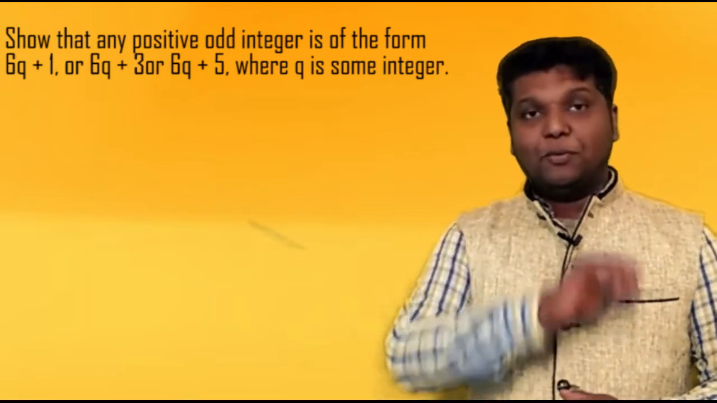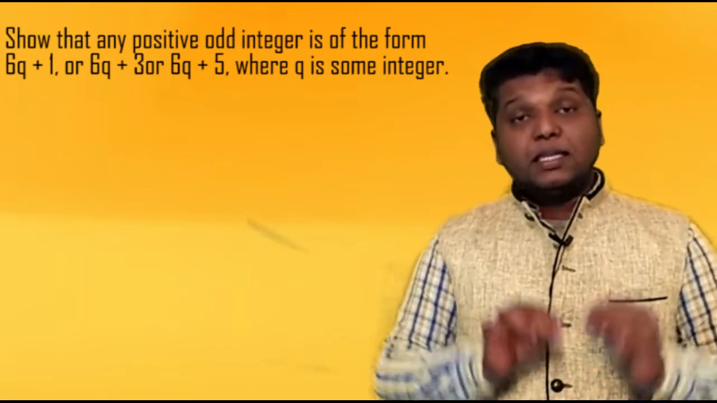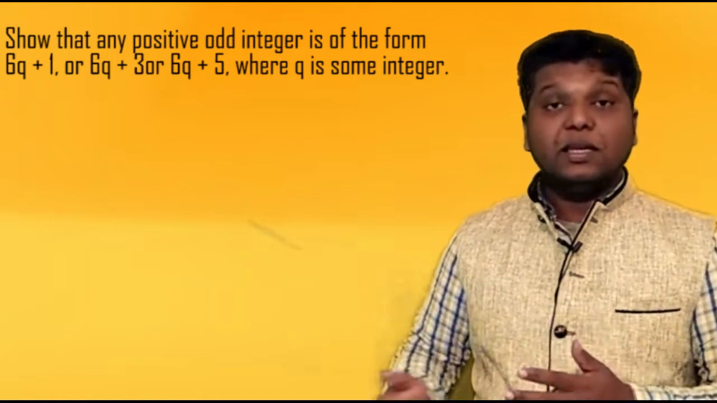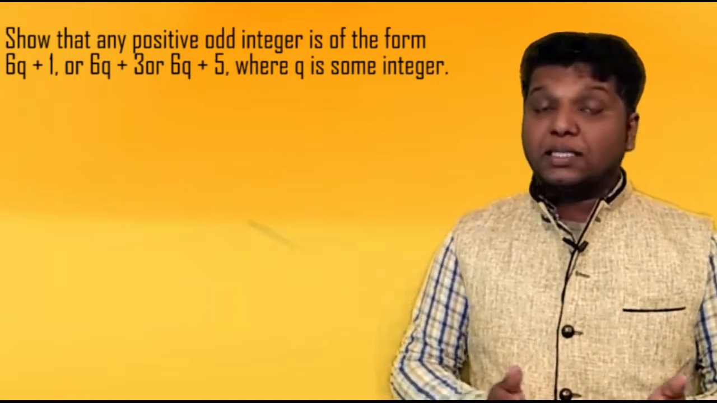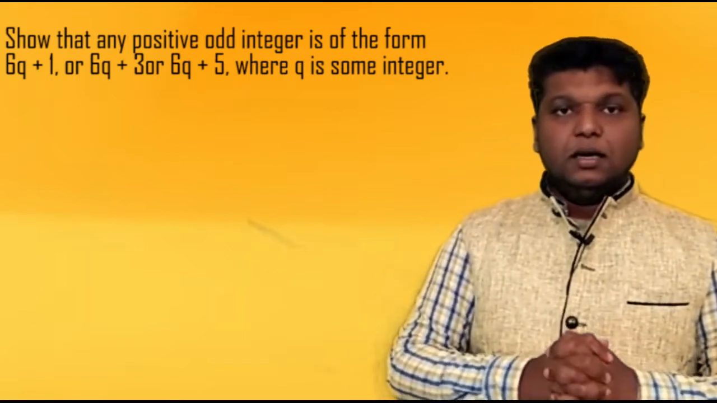Okay, so now let's start with the question. Here you have to prove that it is of the form 6 cube plus 1, 6 cube plus 3, 6 cube plus 5. What's the number there? It is 6. So whenever you are seeing that number, this will be the first step.